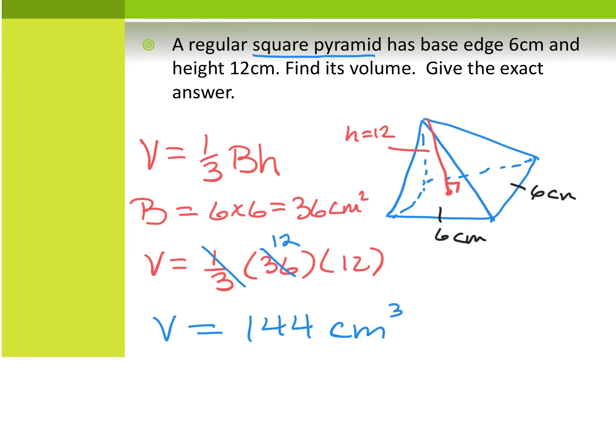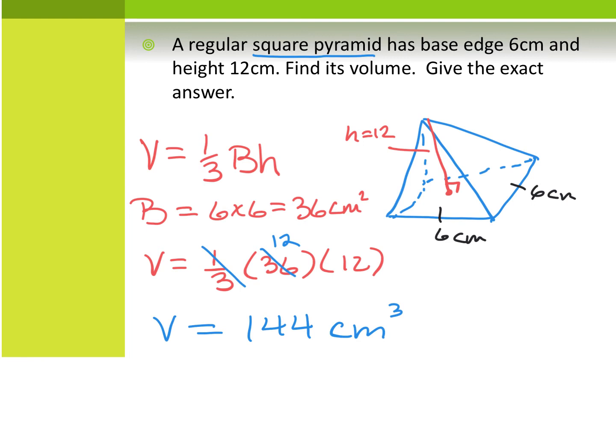Just remember, the units on volume are always cubed. So just find the area of that base shape, times it by the height, and then times it by 1/3. It's probably easier to multiply base and height and then divide by 3.